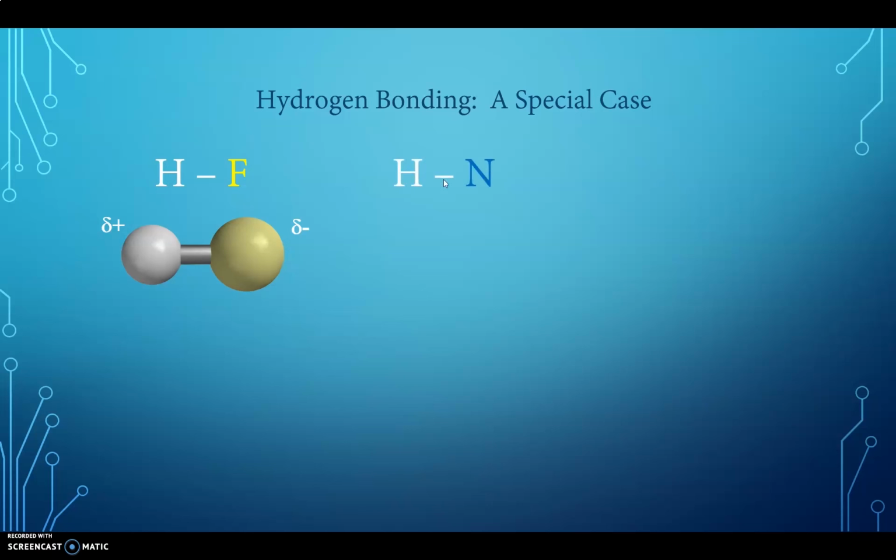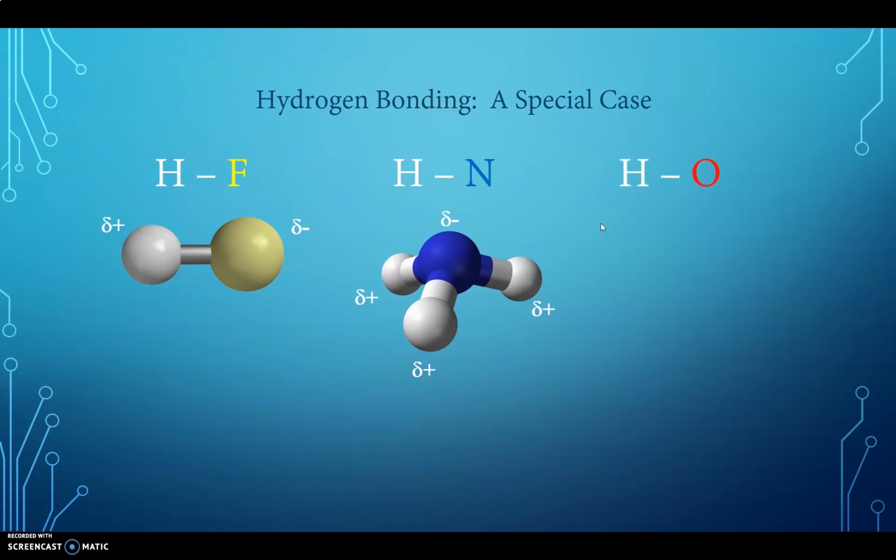This also happens when hydrogen is bonded to nitrogen, also a fairly electronegative element. So for example, in something like ammonia, the nitrogen is pulling the electrons from the three hydrogens. The nitrogen end of the molecule becomes negative, the hydrogen end becomes positive. And then our third case is if hydrogen is bonded to oxygen. So something like a water molecule, oxygen of course is much more electronegative than hydrogen, so electrons are pulled toward the oxygen and away from the hydrogen, and that makes the oxygen end of the molecule negative and the hydrogen end of the molecule positive.